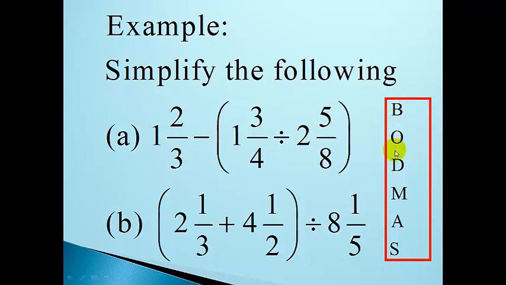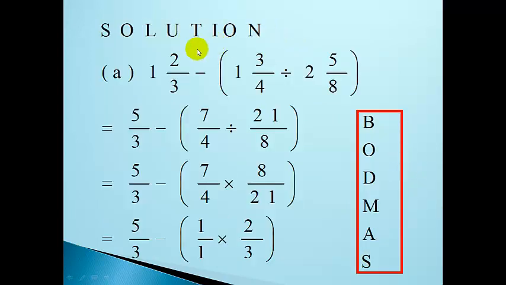So solving the bracket, we jump to division before multiplication, addition, and subtraction. Now let's see how best we can solve this problem with the idea of the BODMAS. Now solution. Given 1 whole number 2 over 3 minus 1 whole number 3 over 4 divided by 2 whole number 5 over 8. So the bracket first.